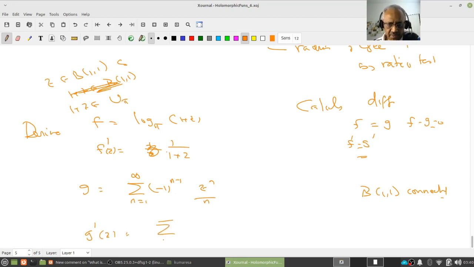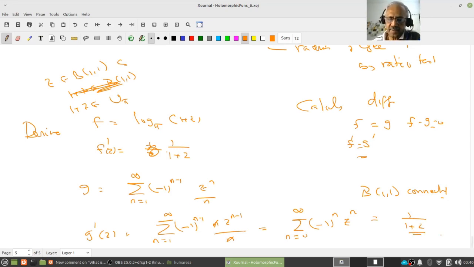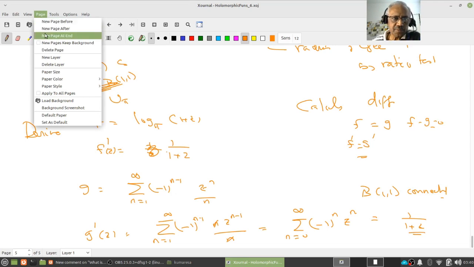g dash z is going to be the summation of (-1)^(n-1) into n z^(n-1) by n when n equal to 1 to infinity. This is going to be the summation of (-1)^n z^n, n is 0 to infinity now, right? But this is a geometric series, which is 1 by 1 plus z.